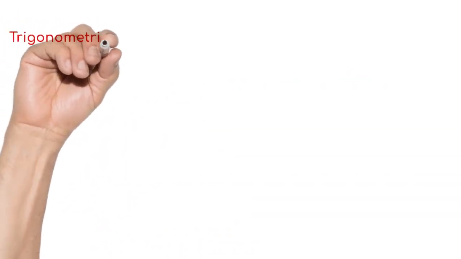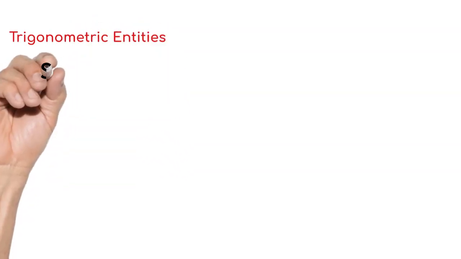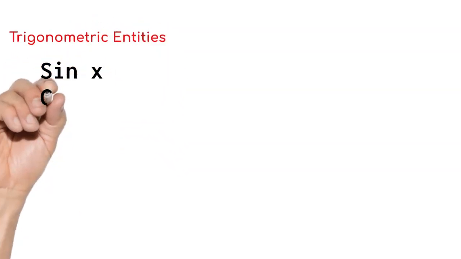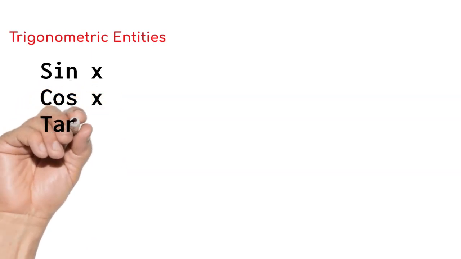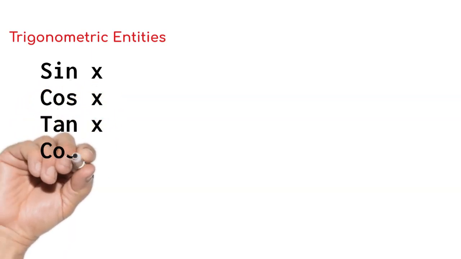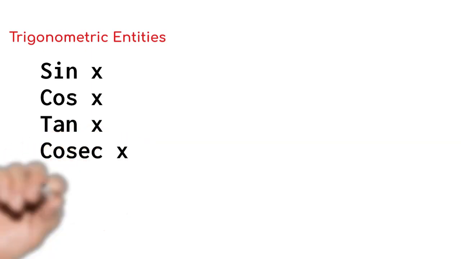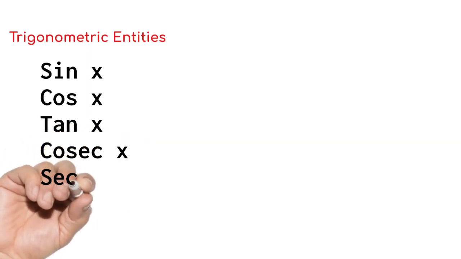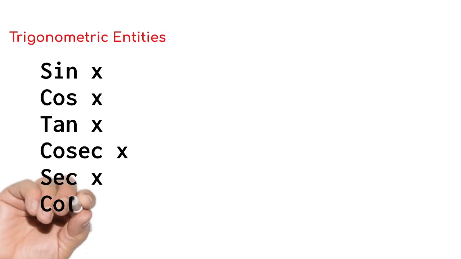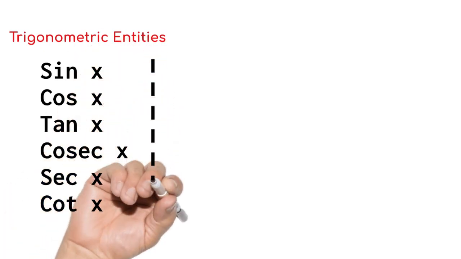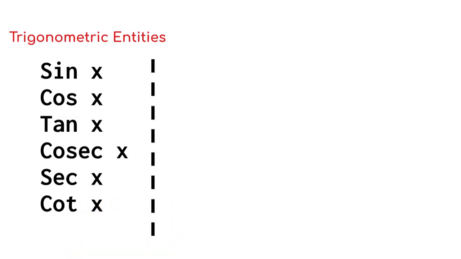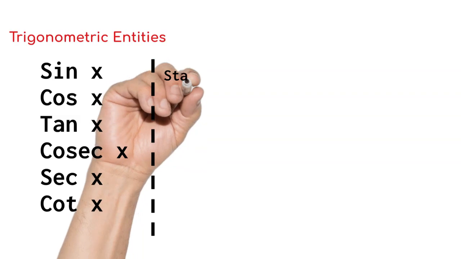We all know that the trigonometric functions are the sine function, that is sin x, the cosine function, that is cos x, the tangent function, that is tan x, the cosecant function, that is cosec x, the secant function, that is sec x, and the cotangent function, that is cot x. Here x means angle. Now let's divide these functions based on the first letter.